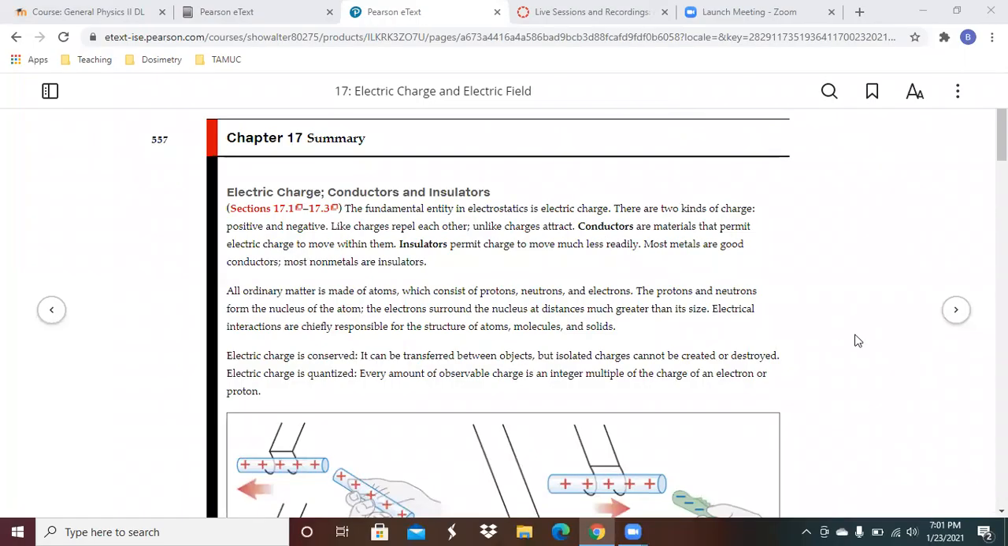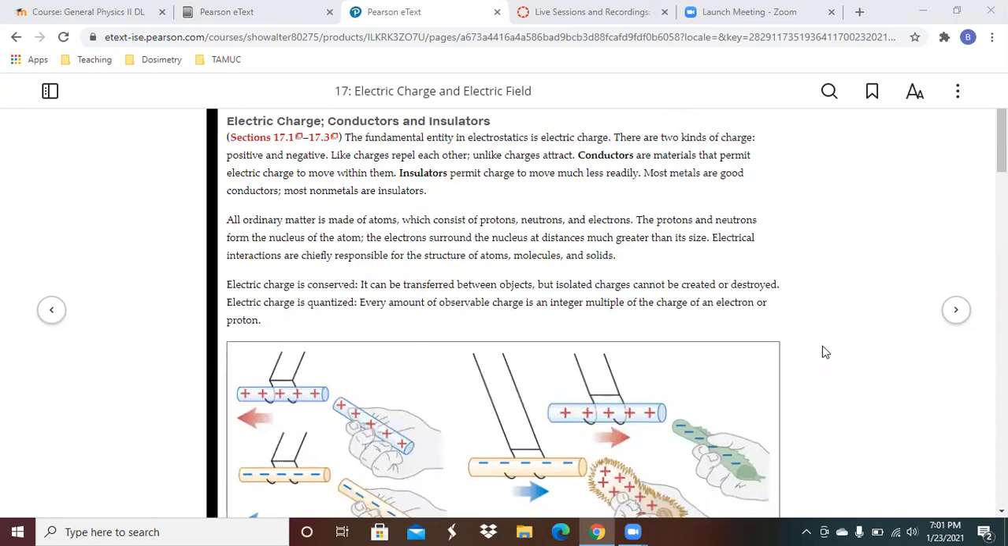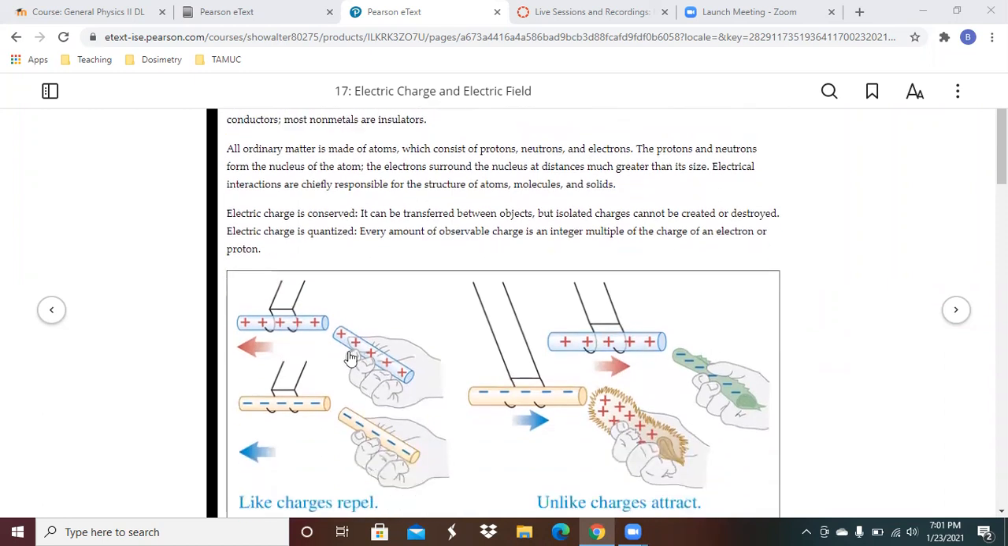So let's talk about the summary here that we have for these first three sections. What we're going to be talking about here are conductors and insulators. So the fundamental entity in electrostatics is going to be electric charge. It's either going to be labeled as positive or negative. Like charges repel each other, unlike charges attract, which is kind of what you see going on in this particular diagram. You've got like charges, like positive charges here.